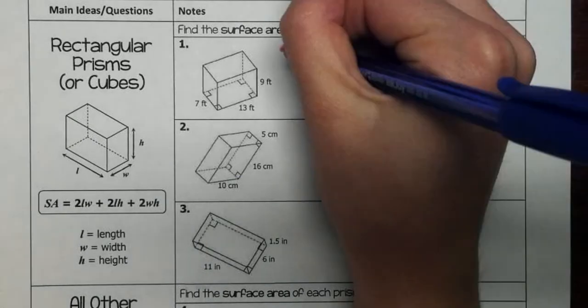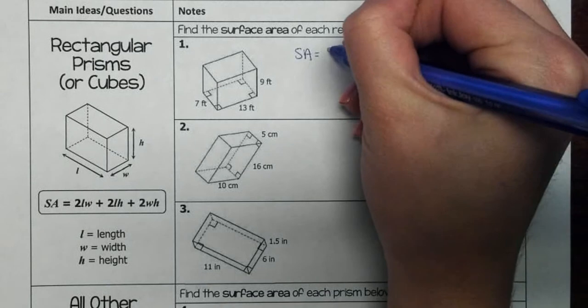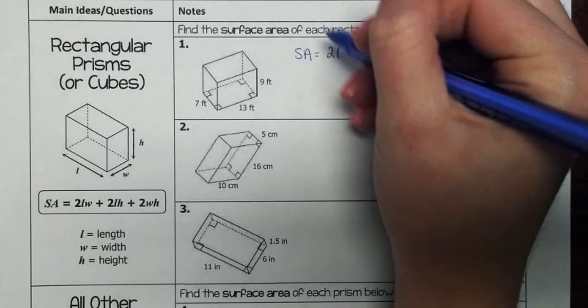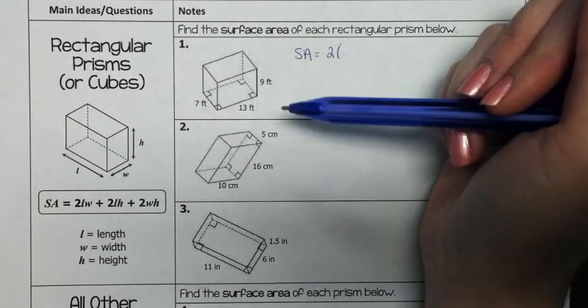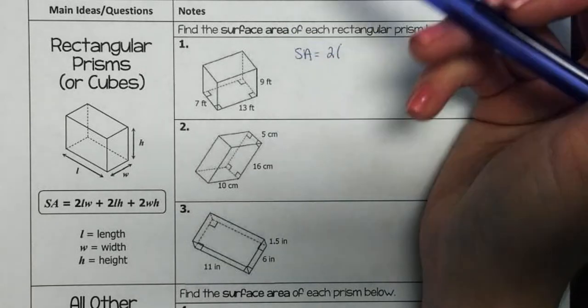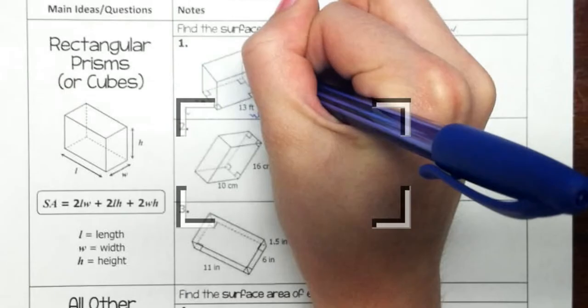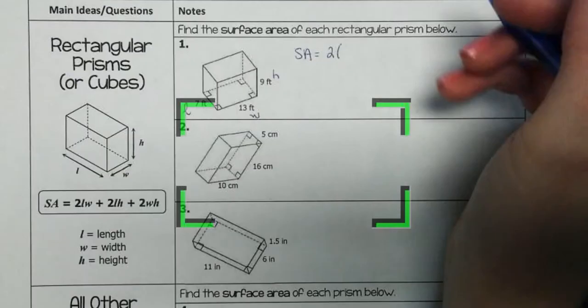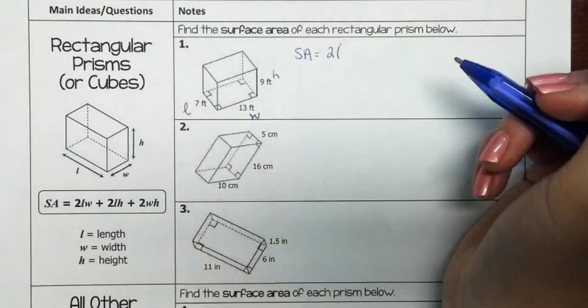So my surface area, I'm going to take 2, my length. Really it doesn't matter which one you get in which space. If you want to, you can call this the length, this the width, and this the height. Doesn't matter if you switch them up as long as you plug them in the same way every time into your formula. Okay, so that's how I'm going to label it in my picture.